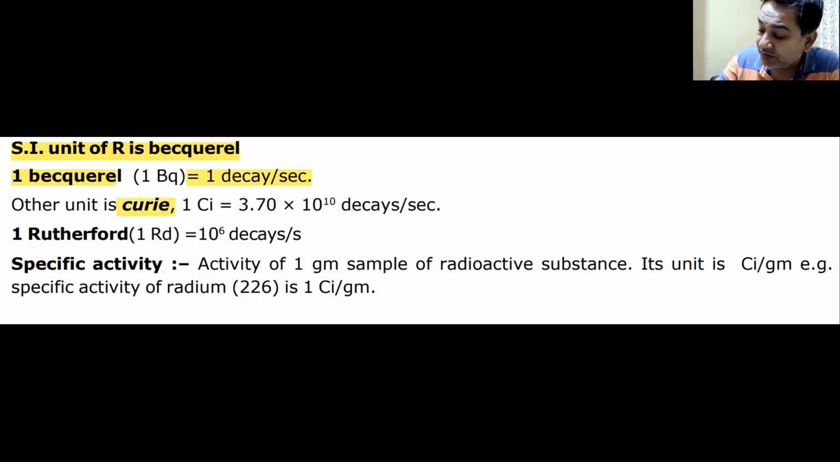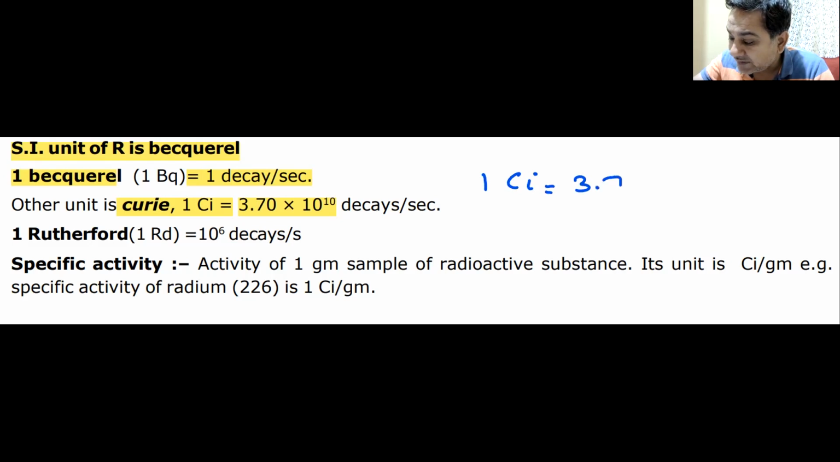The other unit is Curie, Ci, and 1 Curie is 3.7 into 10 raised to the power 10, a very high number of decays per second. 1 decay per second becomes 1 becquerel. So I can have a relation: 1 Curie will be equal to 3.7 into 10 raised to the power 10 becquerel. We understand this?